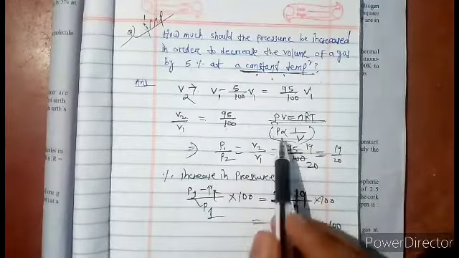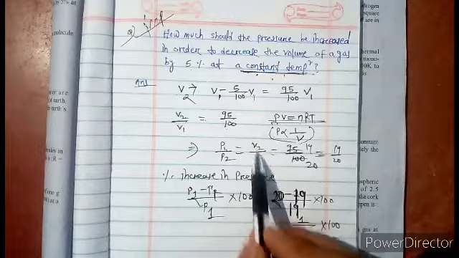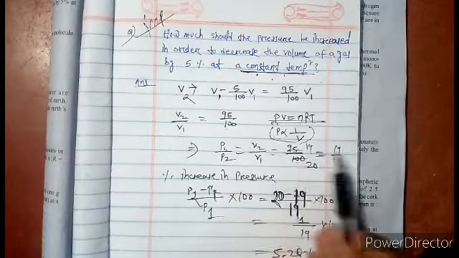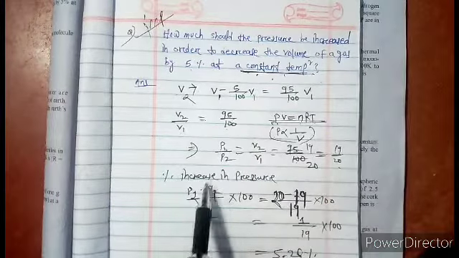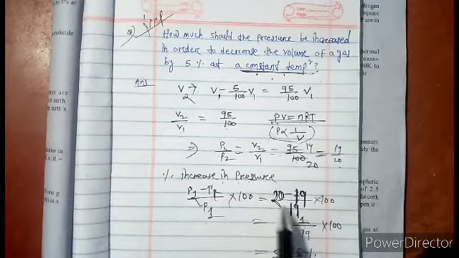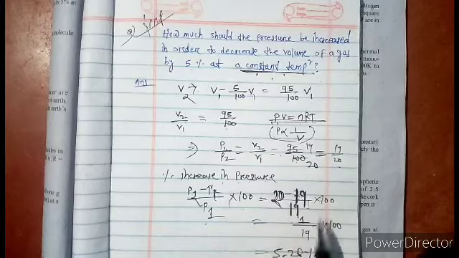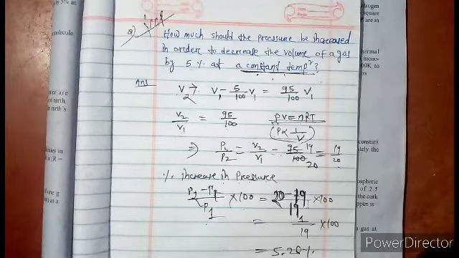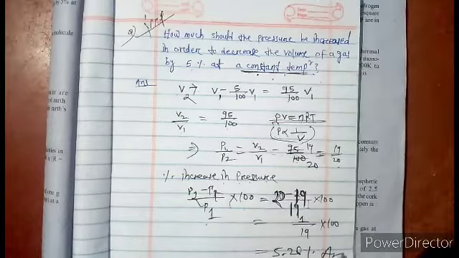We know that the pressure is inversely proportional to volume. So P1 by P2 is equal to V2 by V1 is equal to 95 by 100, that is 19 by 20. So percentage of increase in pressure is equal to (P2 minus P1) upon P1 into 100. So (20 minus 19) upon 19 into 100, that is 1 by 19 into 100, that is 100 by 19, which is 5.26%. This is the correct answer.